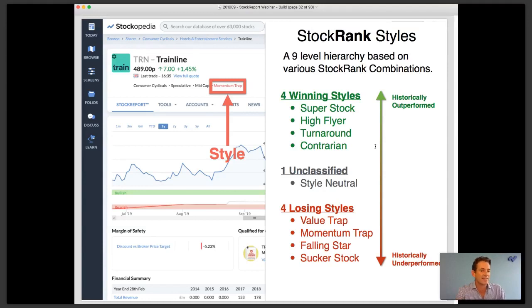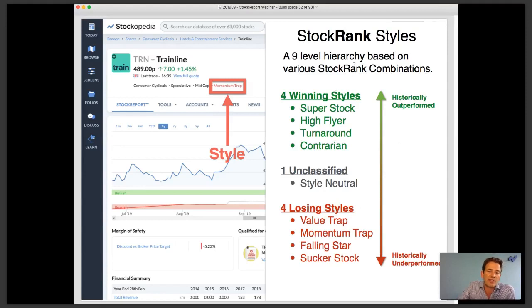And we've taken this idea and put it on steroids, but backed it up with the StockRanks. I'll explain how they're composed in a minute, but there are 4 winning styles, labeled in green: super stocks, high flyers, turnarounds, and contrarians. And losing styles are value traps, momentum traps, falling stars, and sucker stocks. Again, you can learn loads more about this in other materials, but the rule of thumb is that the winning styles have historically outperformed, and the losing styles have historically underperformed.